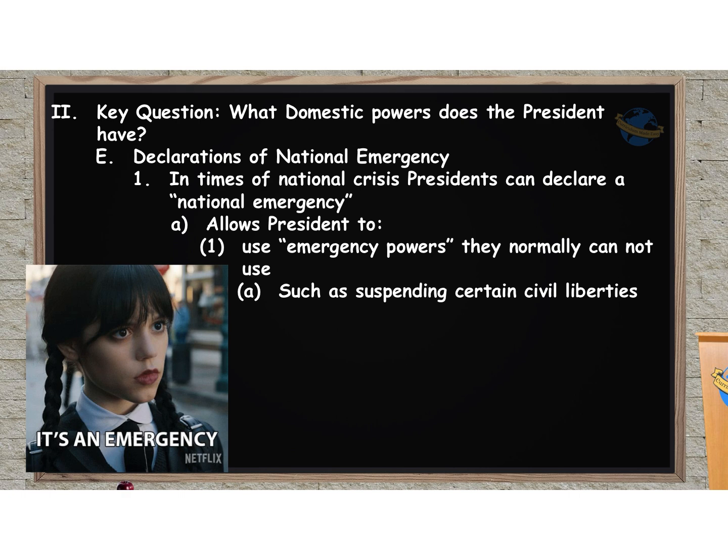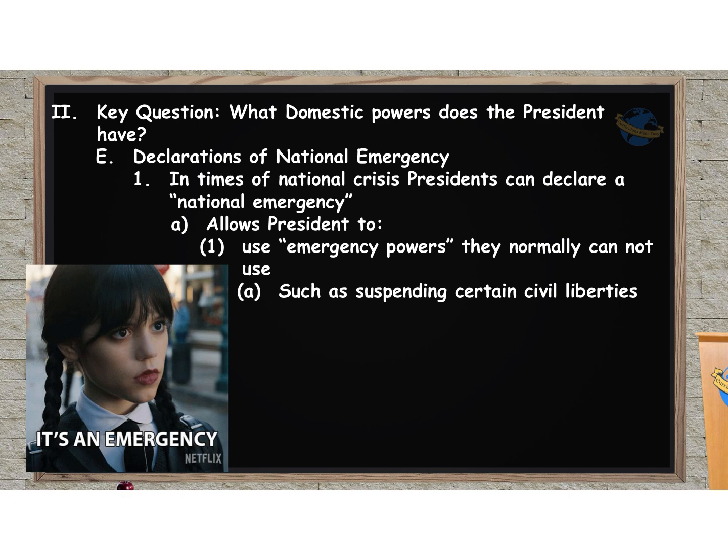Another domestic power that presidents have is the power to declare national emergencies. So, in a time of national crisis, presidents can declare what they call a national emergency according to congressional law. This allows the president to use special emergency powers they normally can't use. Some of these include the ability to suspend certain civil liberties. The idea is it's a short-term limited crisis that the president needs extra powers in order to solve to bring back peace and stability to the country.